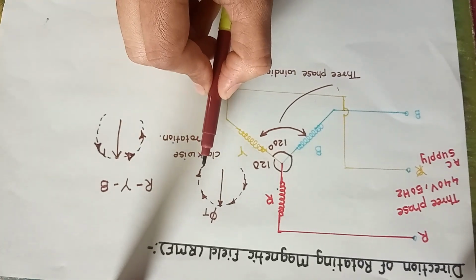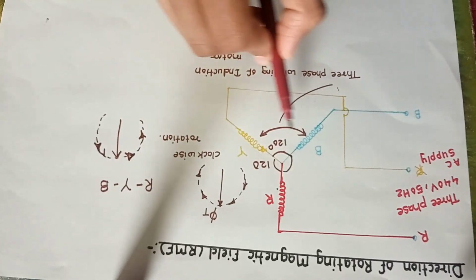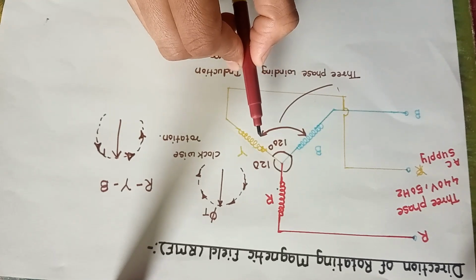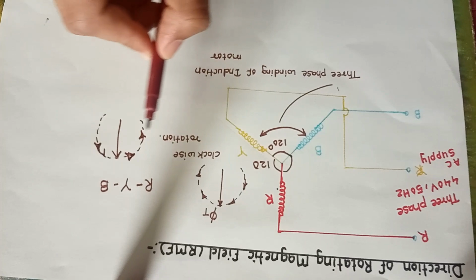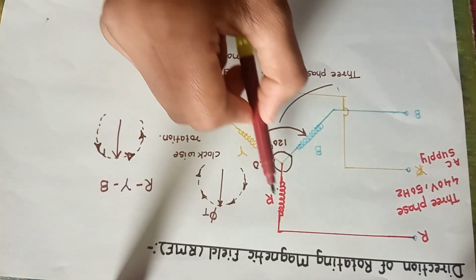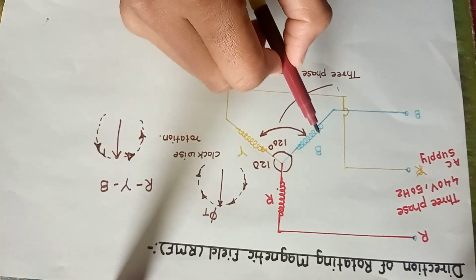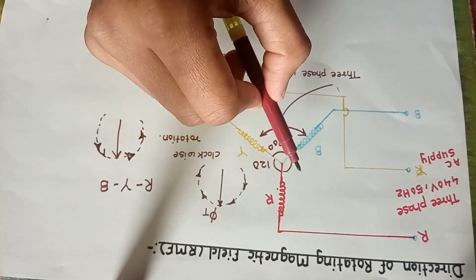Okay, so in the first case when we have RYB sequence with the supply, the direction will be clockwise. When we reverse any two phases of the winding with respect to the supply, the direction will be reversed. We can also replace R and Y or R and B to reverse the direction of magnetic field.